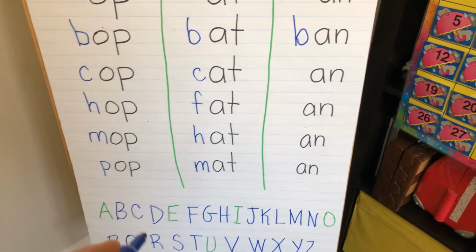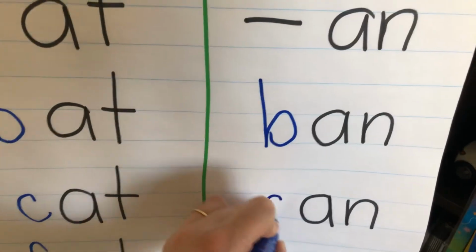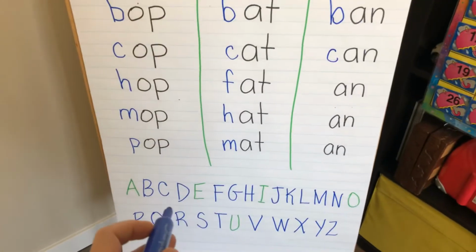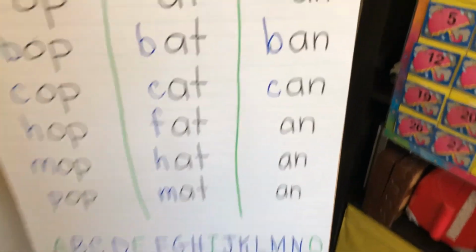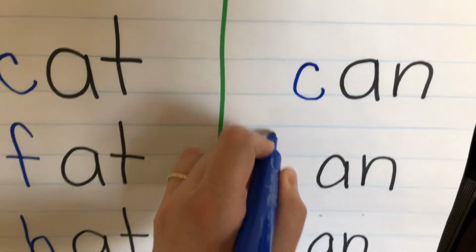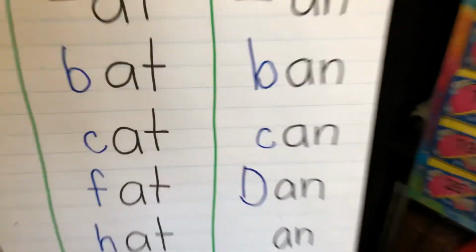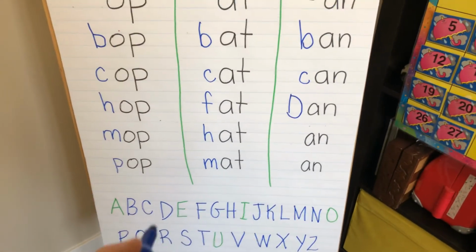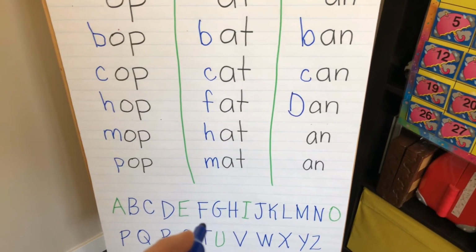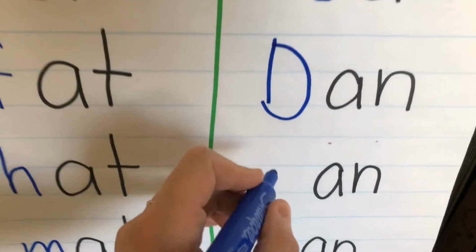C, can, is that a word? You betcha. Can is a word. Keep going. Dan, Dan is a word. It's a name of somebody. So we can put it, but remember, if it's a name, you're going to put a big D. Oh, not a very nice D, but that's okay. Keep moving on. F, fan, is fan a word? You betcha. Fan is a word.